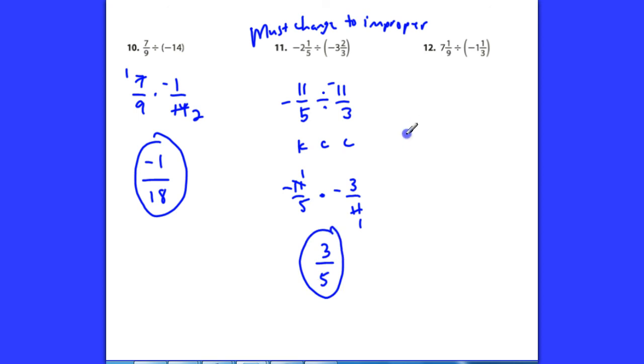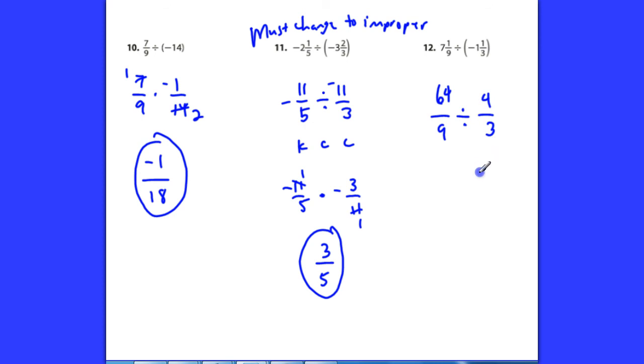All right. We're almost done here. There's one more, and we're only at the 5-minute mark. This is a good thing. All righty, let's try number 12. We still have to change these to improper. 9 times 7, I think, is 63. Plus 1 is 64. Now we're going to change that. No, we're not going to change it. We're going to keep it division. Now we're going to change this to improper. 1 times 3 is 3, plus 1 is 4.